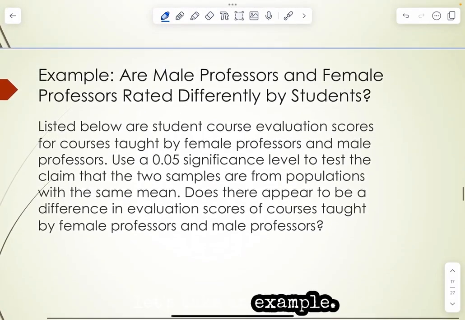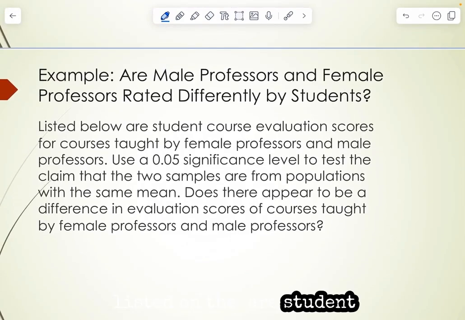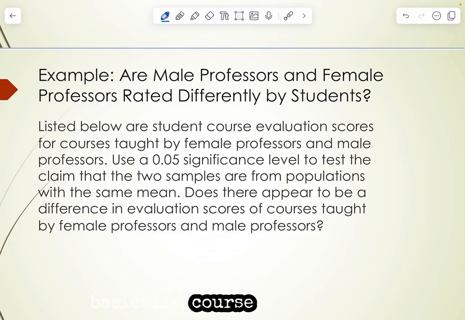All right, let's take an example. Listed are student course evaluation scores for courses taught by female and male professors. Use a 0.05 significance level to test the claim that the 2 samples are from populations with the same mean. Basically, course evaluations for courses with female professors are the same as for courses taught by male professors. Does there appear to be a difference in evaluation scores of courses taught by female professors and male professors?